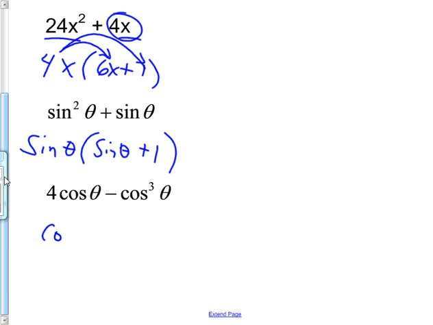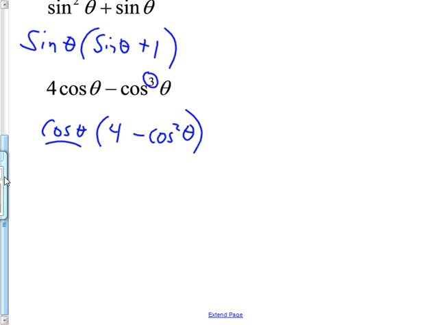Cosine theta. Okay, if I take a cosine theta and I take it out of both of these, I have a 4 minus, and then what would be left? Cosine squared theta. That's right. Because if I take out a cosine from this cosine cubed, all right. Now, if you were doing this problem, a typical book problem, there might have been a 1 here, and then you'd be able to replace this with one of those identities I taught you on Friday. I know that you probably have already lost them, so we're going to be talking about them again today.